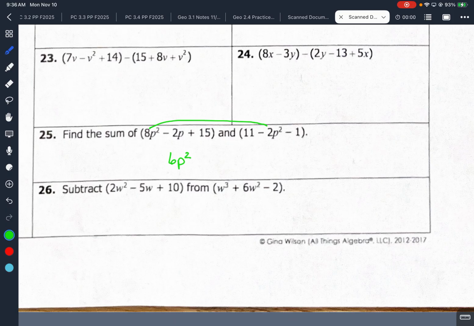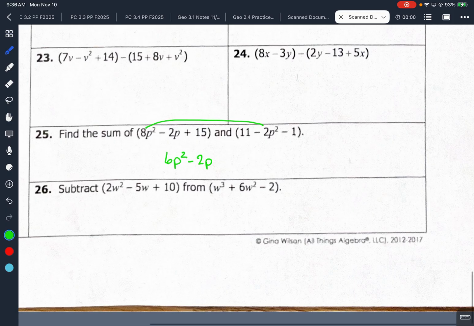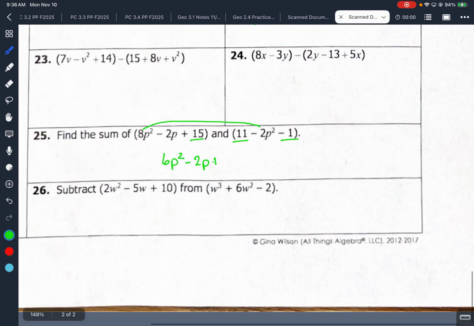Do the problem, please. And then what's going to come next? Two. Just two. How about negative 2p? Oh, yeah, negative 2p, because there's no other p to the first, right? So it just drops down. Then what do I have to do? Add the like terms. I have to add the like terms, and I'm going to have plus 15, plus 11, and minus 1. So 11 minus 1 is 10, plus 15 is positive 25.